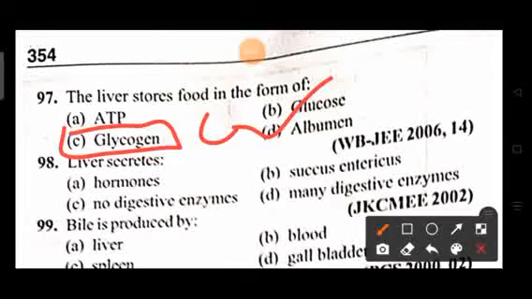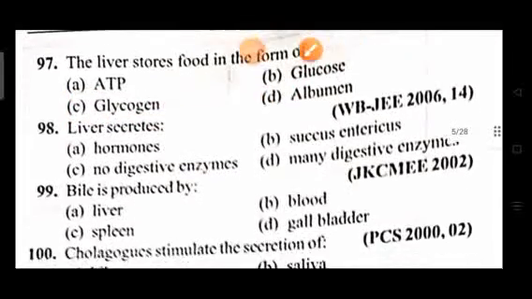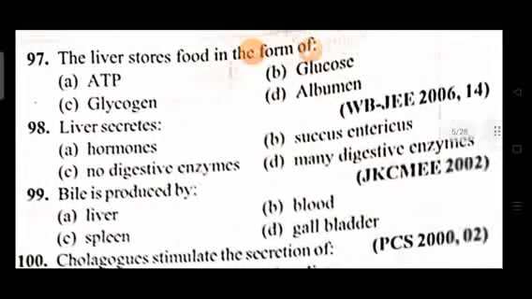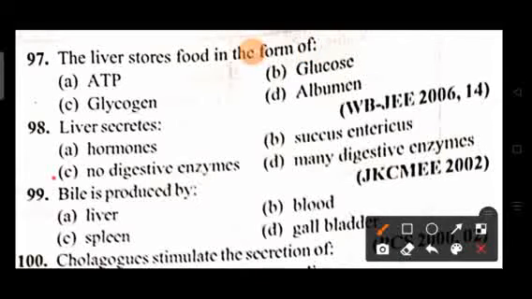Next, liver secretes hormones, succus entericus, no digestive juices, or many digestive enzymes. Already you know that the liver produces bilirubin and biliverdin. These do not have any enzymes. So they are non-enzymatic, and they help in the emulsification of fats. So the answer is liver secretes no digestive juices.